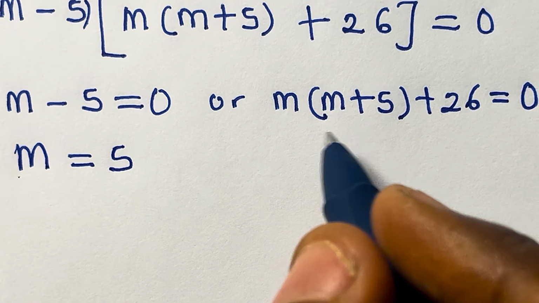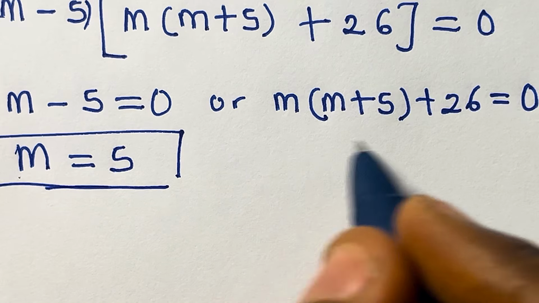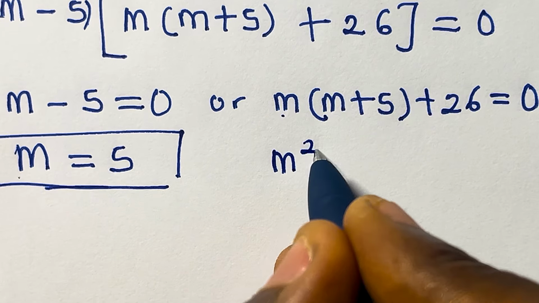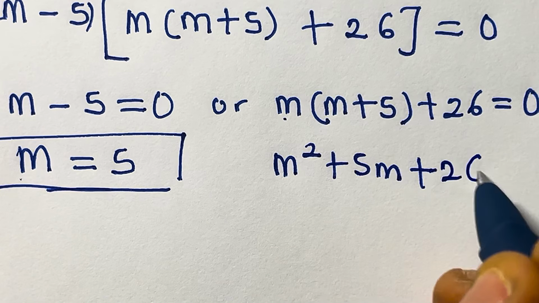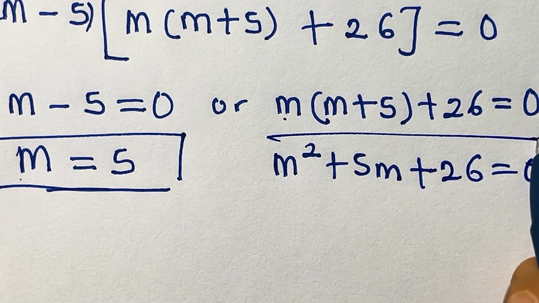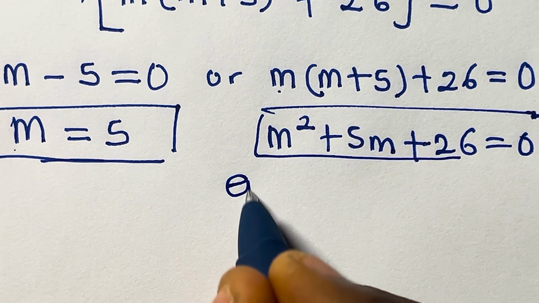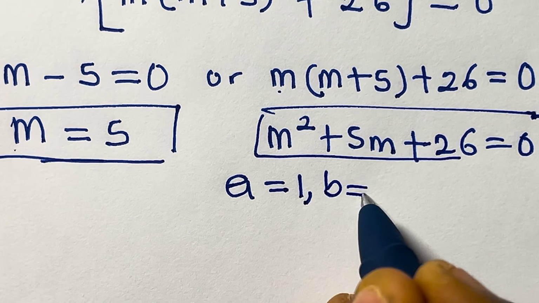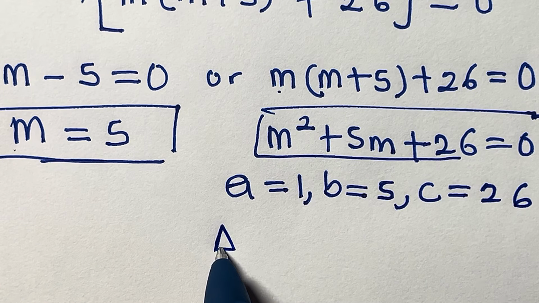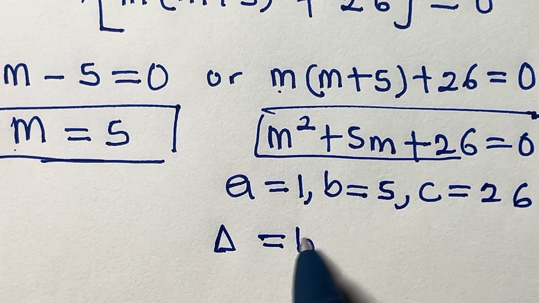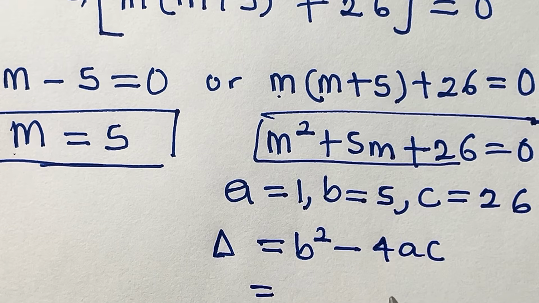And here you will observe that if you expand this, we have m times m, which is m squared, plus 5m, plus 26 equals 0. You observe this is a quadratic equation, but let's test the solution. So we have a equals 1, b equals 5, and c equals 26. To check, we have delta equals b squared minus 4ac. All right, so let's substitute these values.